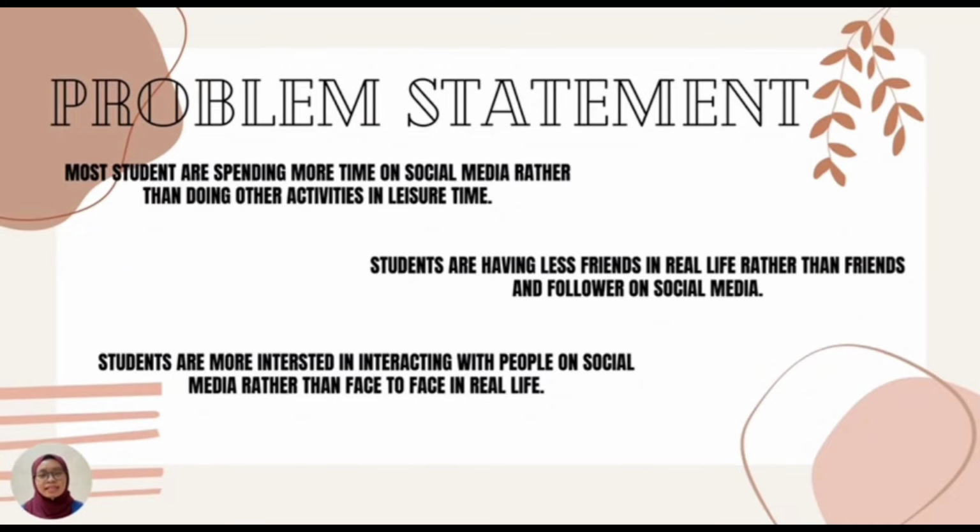So we are going to discuss the problem statement. I created the problem statements according to the questionnaire and came up with 3 problem statements. The first one is most students are spending more time on social media rather than doing other activities in leisure time. The second one is students have fewer friends in real life than friends and followers on social media. And the third one is students are more interested in interacting with people on social media rather than face-to-face in real life.